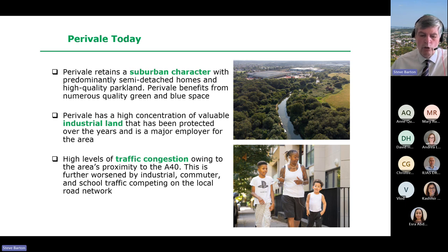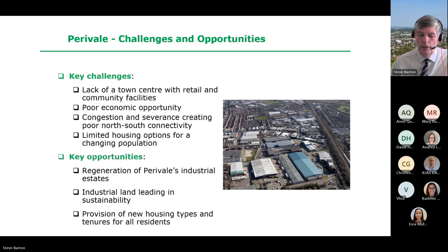And whilst Perivale has a strong provision of public transport, its road network suffers from high levels of traffic congestion owing to the area's proximity to the A40, and this is further worsened by industrial, commuter and school traffic competing on the local road network. In terms of challenges, whilst Perivale has a number of small shopping parades, it lacks a coherent town centre that provides a central meeting point for the town.